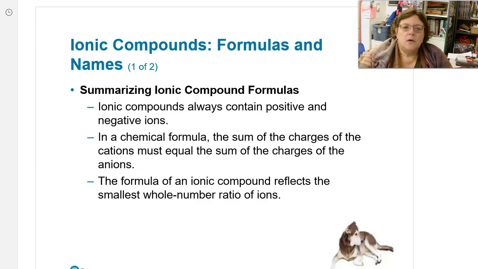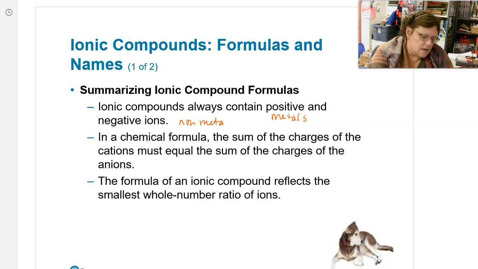All right, when last we met, we talked about ionic compounds and covalent compounds, and we summarized ionic compounds in this way. We said that ionic compounds always contain positive and negative ions. Positive ions are always metals. Negative ions are always nonmetals or groups of nonmetals.